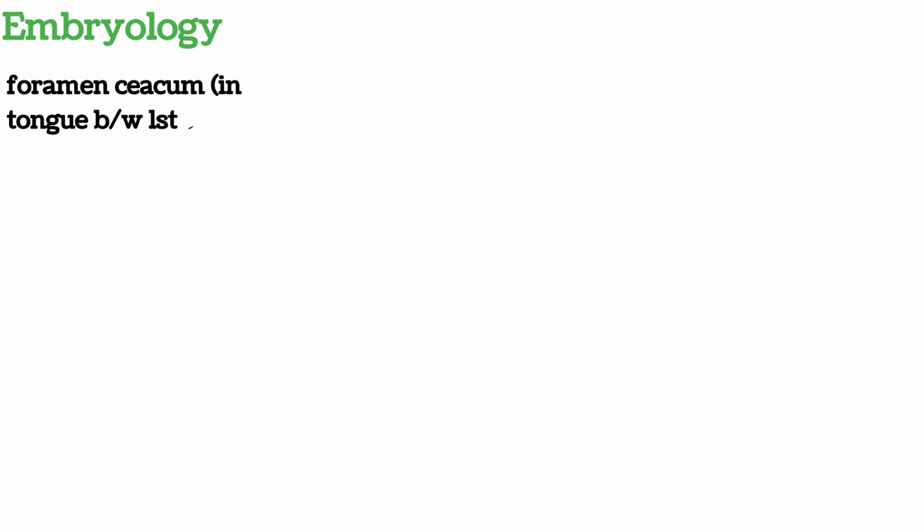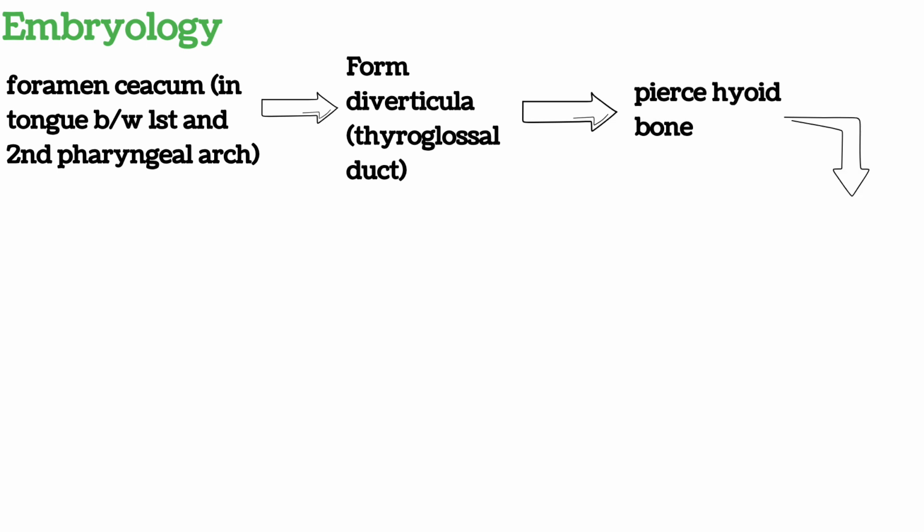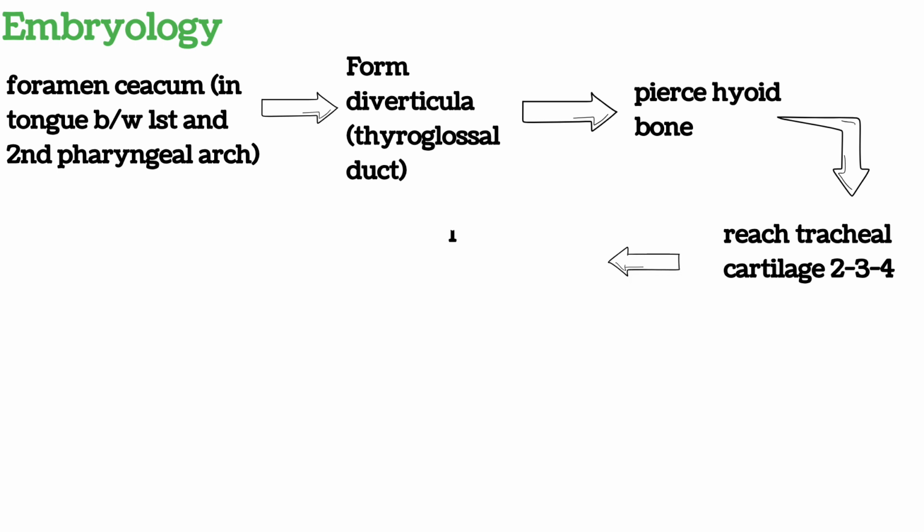In embryology, the thyroid originates from the foramen cecum, which is present between the first and second pharyngeal arch, where the anterior two-third and posterior one-third of the tongue meet, and the lining is marked by circumvallate papillae. At the midpoint, in the third week of gestation, there forms an invagination of thyroid gland origin, which later forms the diverticulum known as the thyroglossal duct. It later pierces the hyoid bone and reaches the tracheal cartilage at the level of second, third, fourth. It expands and forms the thyroid gland, the duct obliterates, and the thyroid gland persists.